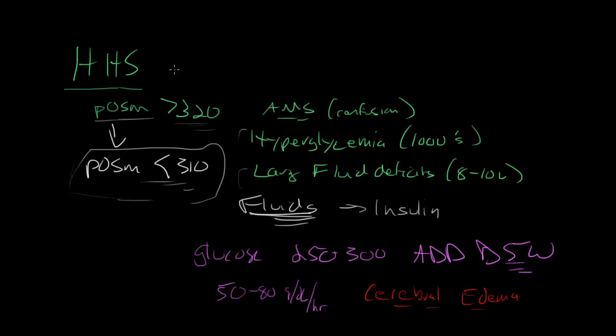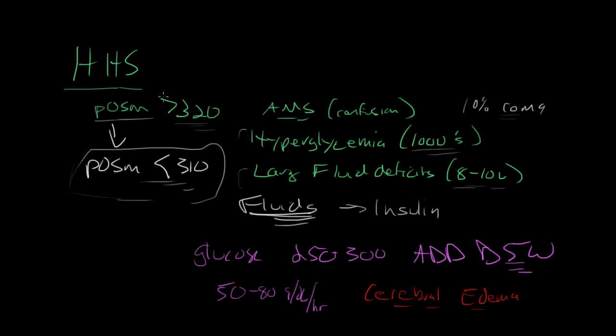In HHS, you do not have an acidosis. This is what kind of separates it from DKA. You will find that people, because of their really high osmolality levels, will have sometimes confusion and altered mental status, and about 10% of the time people may actually be in a coma, but that's not always the case. The hyperglycemia in HHS is really significantly higher. You can have glucose levels in the thousands, and you're going to have massive fluid deficits, much greater than DKA, usually 8 to 10 liters, and you can calculate that out.